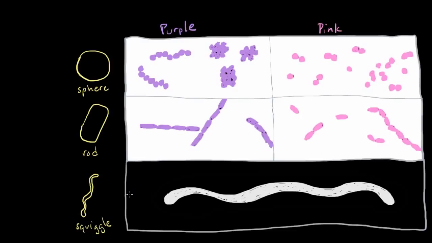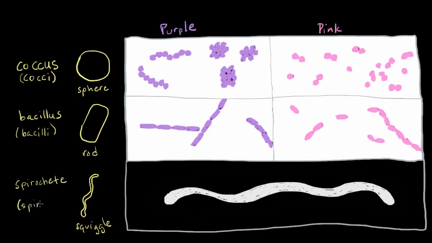Let's go over that quickly one more time before we get into the official names for these things. So first row, I can see that they're round, and that's a sphere. And in the second row, it looks more like a stretched out rod looking shape. And in the third row, it kind of looks like a squiggle. So the single version of this is coccus, or a bunch of them are called cocci, and a single rod is called a bacillus, whereas a bunch of them are called bacilli. And a single squiggle is called a spirochete, and the plural version is spirilla.